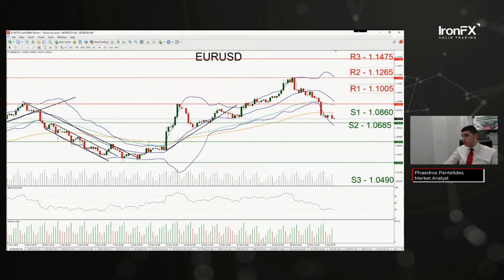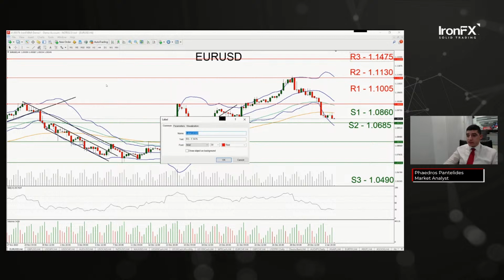And then for R3, we have 1.220. And then let's just fix our R3 text.